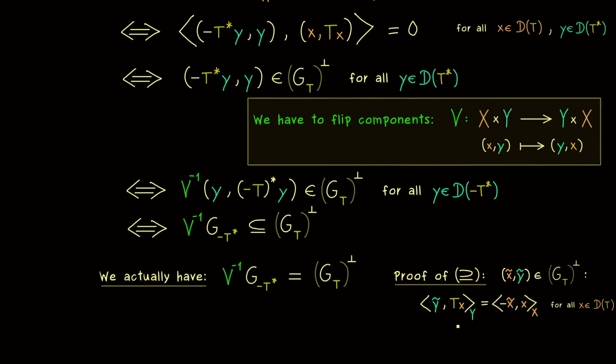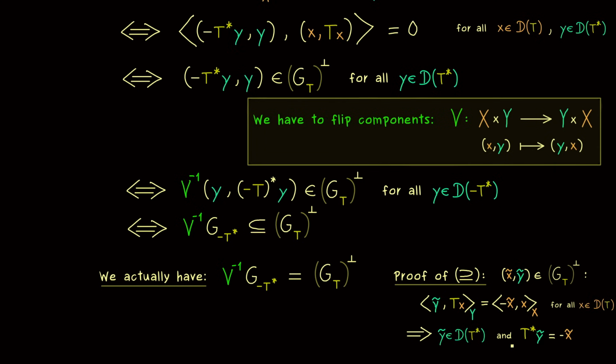And now the important thing is that this equality holds for every x in the domain of T. And there we immediately recognize the definition of the adjoint of T. We get that y tilde lies in the domain of T*, and the value of it is given by minus x tilde. So more precisely, T* of y tilde is equal to minus x tilde.